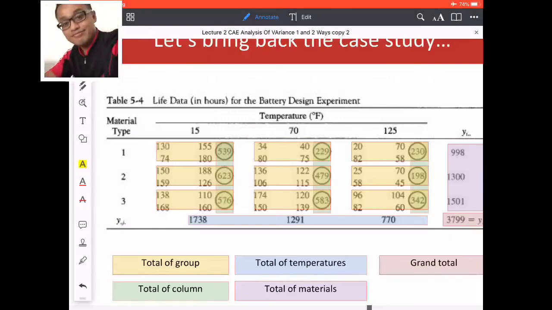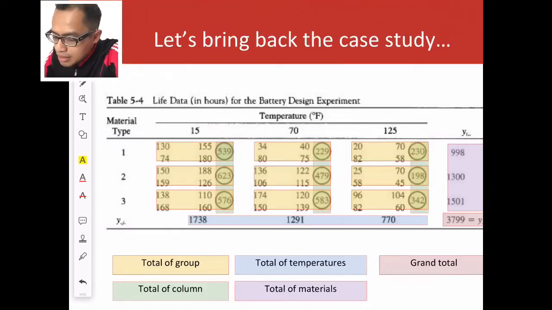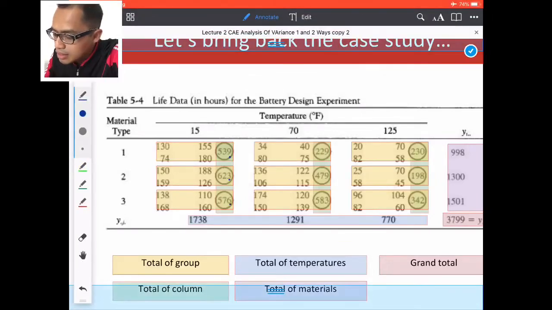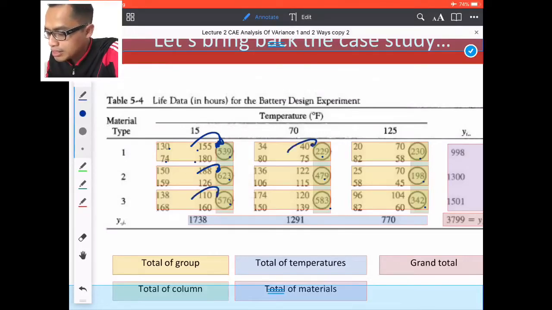Okay, still recording. Good, you see my Spider-Man. Okay, what are these circles? These circles are the summation of all the live hours in that group. That means 130 plus 155 plus 74 plus 180, and you get your 539. And this one will get this, right?